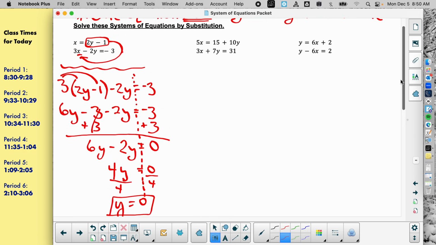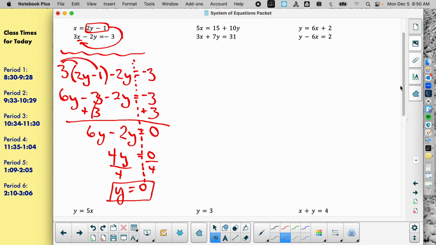Where do you put the y in the top x? What would that do? Do 2 times 0? Perfect. So our answers to every single one of these problems should be 2 numbers, just like the graphing ones. Our answer should be an x and a y. So you're going to find the first answer. The second answer will come from the one that you substitute. So this says x is 2 times whatever y is, minus 1.